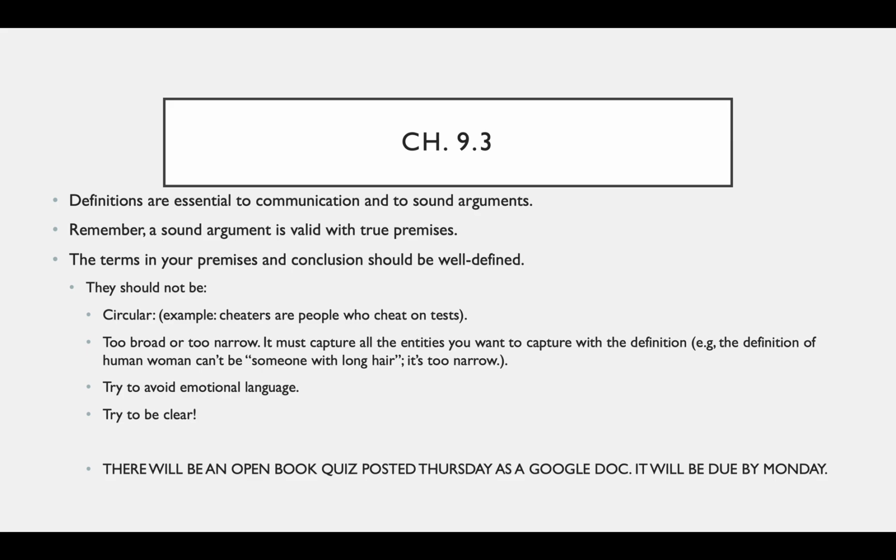There will be an open book quiz posted Thursday as a Google Doc, and it will be due by Monday. And then on Tuesday, we will have our final Zoom session, and you can bring any questions. I will have graded your quiz, and we can go over what's going to be on the test, which will be your 4th quarter test. It's not really a final test. It'll be on everything that we've been going over in the 4th quarter.